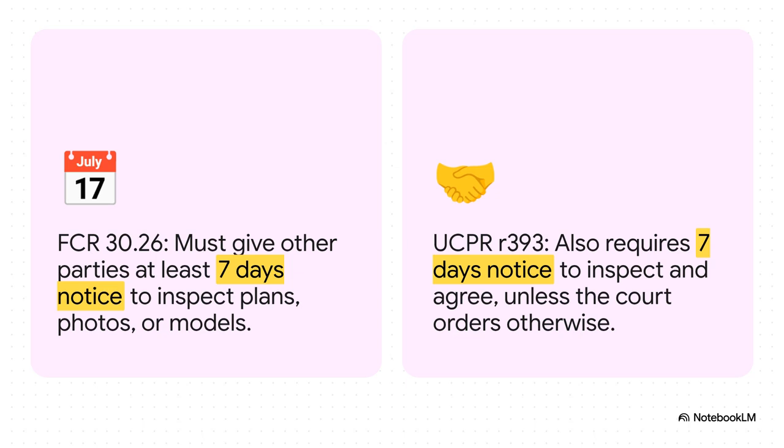And we're on similar ground again with this next one. When it comes to things like plans, photos, models, physical evidence, both Federal Court Rule 30.26 and UCPR Rule 39.3 have a really common sense rule. You have to give the other side at least 7 days' notice to come and inspect it. It's all about efficiency, right? Trying to avoid the hassle of formal proof if you can just get everyone to agree on it beforehand.